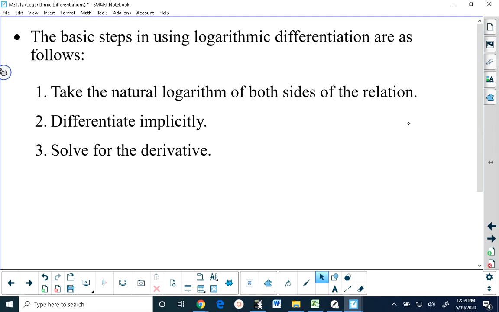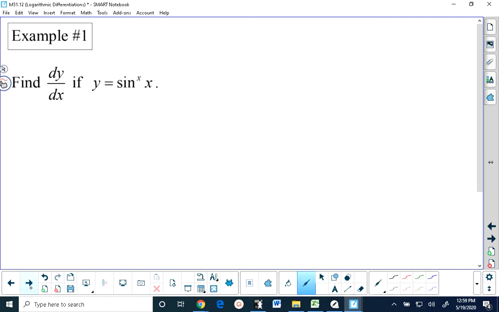So what are the basic steps in using logarithmic differentiation? Well, the first thing that you do is you take the logarithm of both sides. We prefer, as you've discovered in Math 31, to always take the natural logarithm when we're dealing with logs. Then we're going to differentiate implicitly and solve for the derivative. In this particular problem, we have to find dy dx, where y is equal to sine x raised to the x. What that means is that y is equal to the sine of x raised to the x.